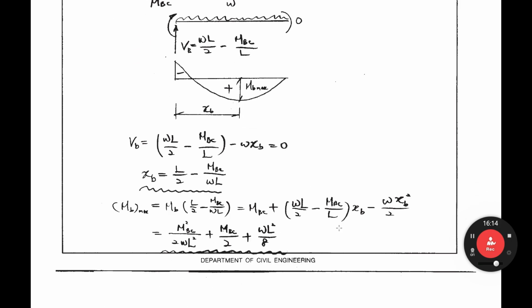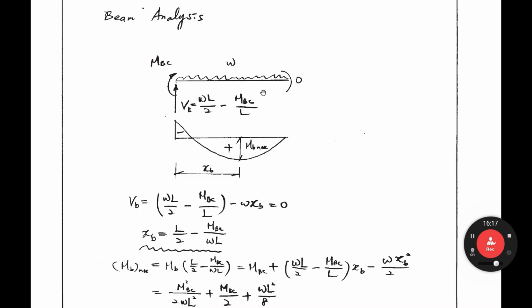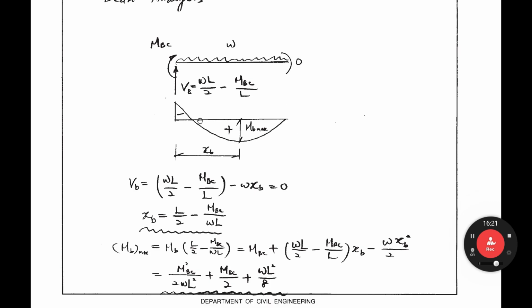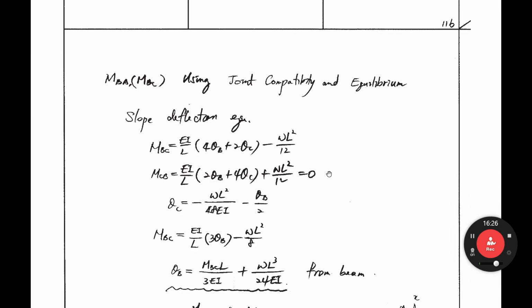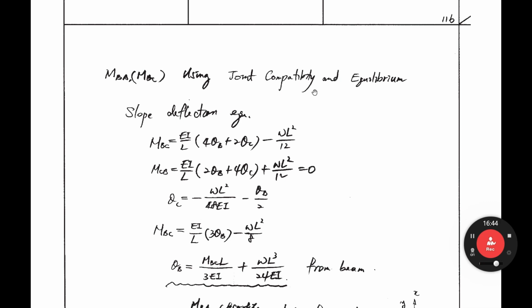Let's calculate MBA and MBC. MBC is this one. MBA is this one against the column. Using joint compatibility and equilibrium, we can calculate MBA and MBC. So we need two equations. One is joint compatibility. One is from equilibrium. We have two unknowns and two equations. Finally, we can solve it.